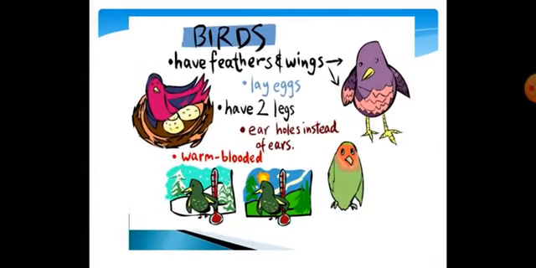Birds. Birds have feathers and wings and they lay eggs. They have 2 legs. They have air holes instead of ears. They all are warm-blooded animals.